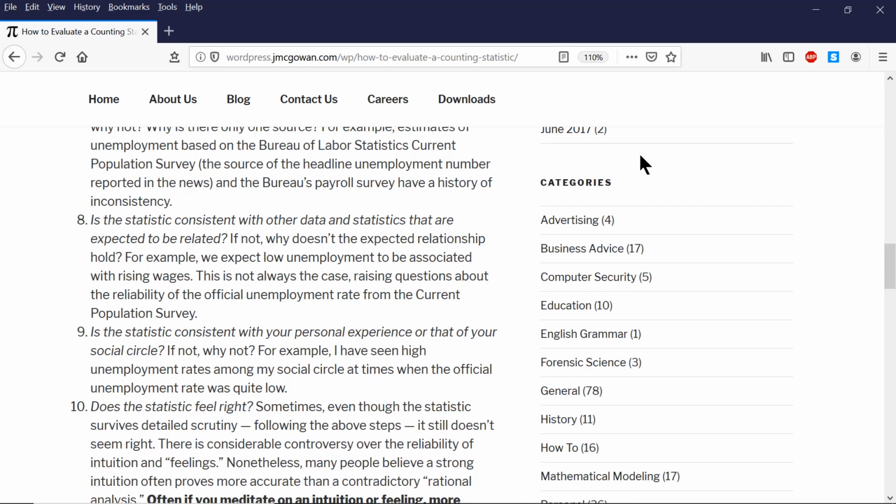unemployment rates. And this gets into beyond the scope of this article. There's a lot of questions about the reliability of these official unemployment numbers. But the point is, the statistics should be consistent with other statistics and data that's out there. If it's not, why not? Can you come up with a reasonable explanation for why it's inconsistent?